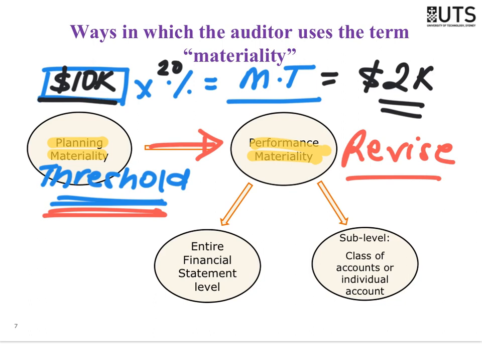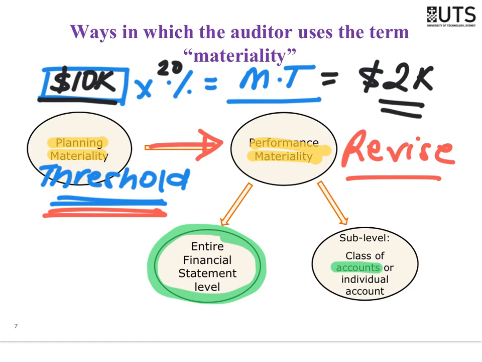Now, one more thing that I want to mention is that the materiality threshold that we come up with, we can use it for the entire set of financials, or what's actually more likely to happen is we'll come up with a materiality threshold for each account. So we'll say that for cash, my materiality threshold is $5,000. For sales revenue, my materiality threshold is $10,000. So we can actually link it to the particular accounts.